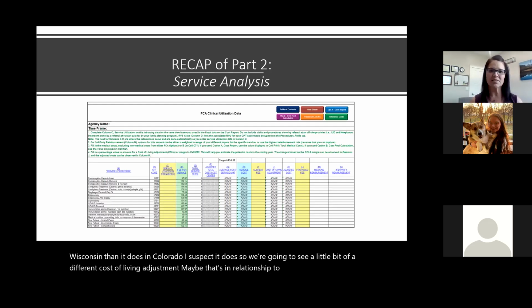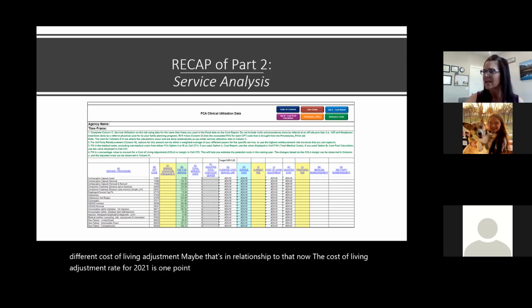Now, the cost of living adjustment rate for 2021 is 1.3%. And so that is really probably what should be populated right here in cell C81, 1.3%. Now watch, you'll see these columns J and K shift according to that, and we start to see this cost of living adjustment reflect what is true to your current state settings. So keep that in mind as you are filling out those details.